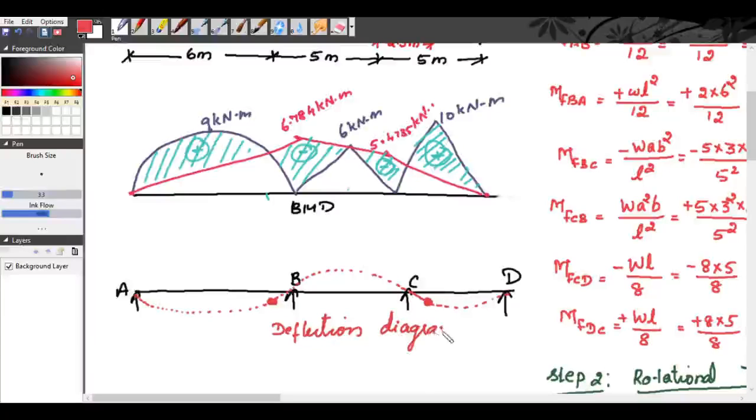Now from this point to this point again it is sagging. Okay, this is sagging up to this. From this point to this point, it is negative, so hogging. From this to this, again it is positive, it is sagging. So this is our deflection diagram.